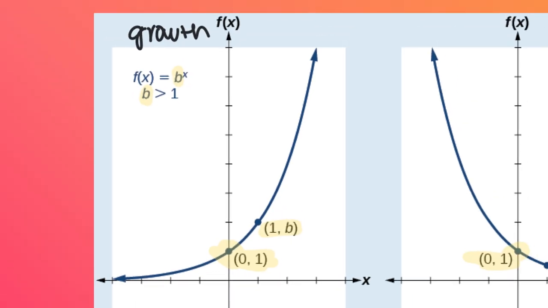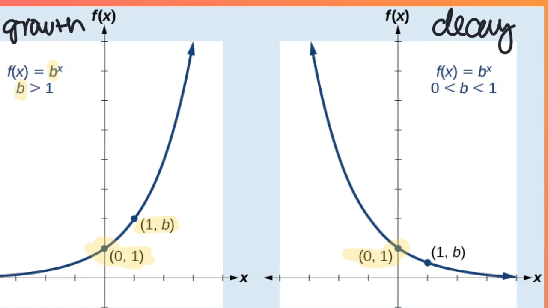So when I'm dealing with growth, my base, which in this case is b, must be greater than 1. Once we start plugging stuff in, you'll see that curve. They're both going to have some sort of curve. It just depends on the direction it goes in. So the 2 points I should have are 0, 1, and 1, comma, my base. Whatever my base is, that's what I'm going to plug in.